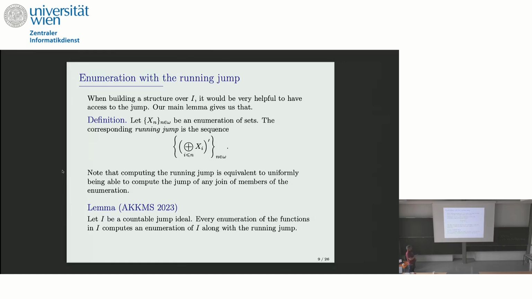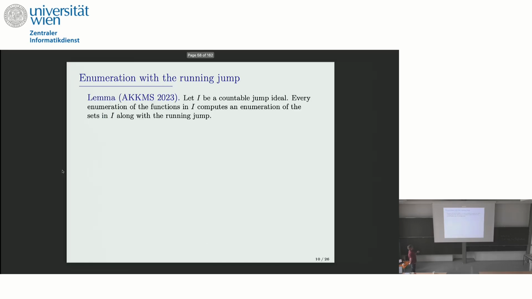We showed that if I is a countable jump ideal, every enumeration of the functions in I computes an enumeration of the sets in I along with the running jump. And the proof is a delicate finite injury construction, and I'm going to say a little bit about it on the next slide. So, here's a restatement of it.